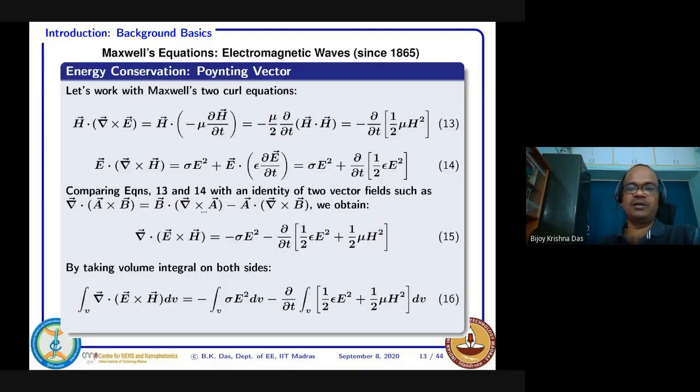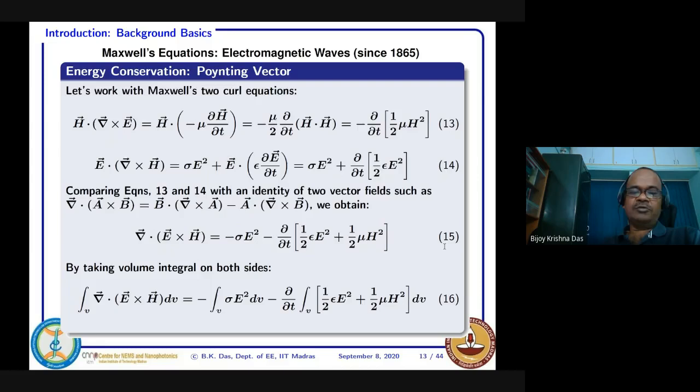It's a straightforward vector identity. You don't need to make it very complicated. So if you subtract these two, equations 13 and 14, then the left hand side will become divergence of E cross H, and on the right hand side, from equation 13, you have half mu H square del T, half epsilon E square del T, and minus sigma E square, of course. So basically subtracting 13 and 14, you get equation 15.